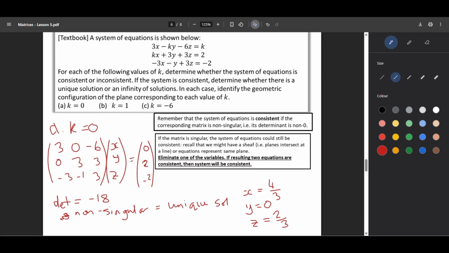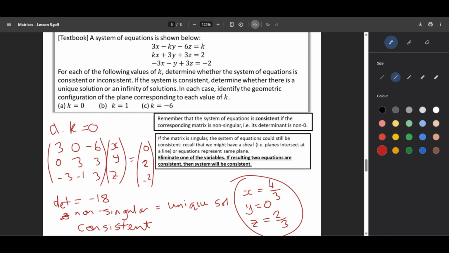So it says determine if it's consistent. It is. I guess I should also write that it's consistent, which we know because it's got at least one solution. So it's consistent, it has a unique solution, and we found the unique solution right here.